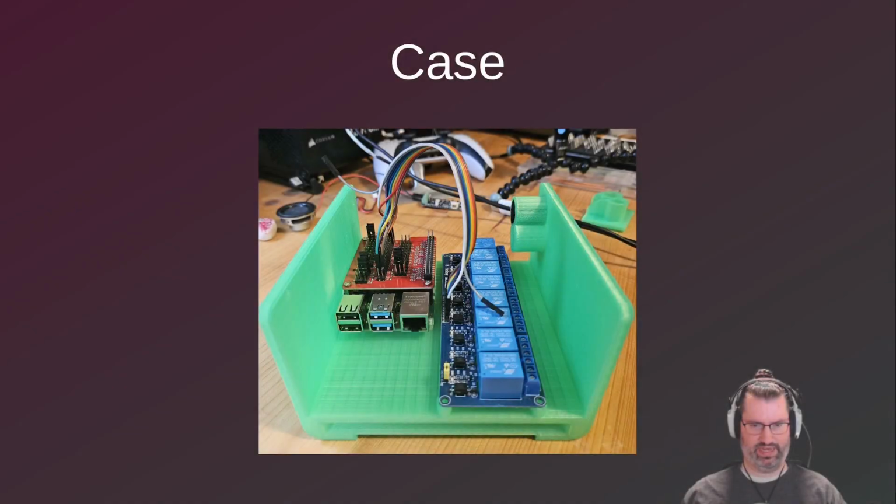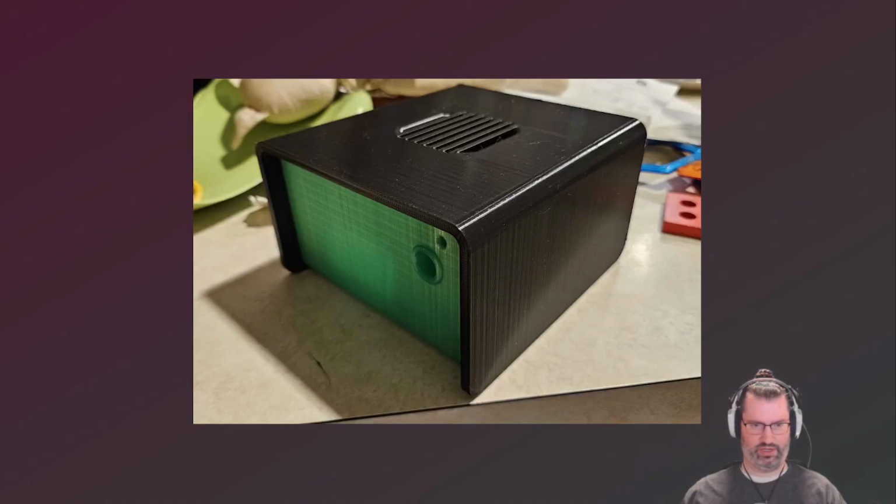All right, next up we have a case that my buddy and collaborator Isaac designed and 3D printed. In this first picture here, you can see the bottom of the case with the Raspberry Pi and the relays and some of the other components sitting inside there. And then in this next picture here is the completed case with the cover on. I think this turned out really cool, so I thought people would like to see it.